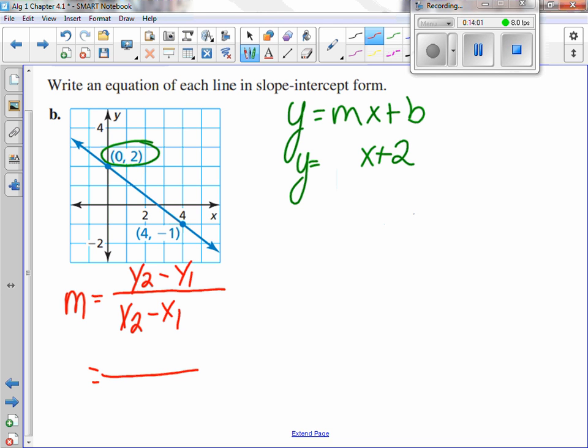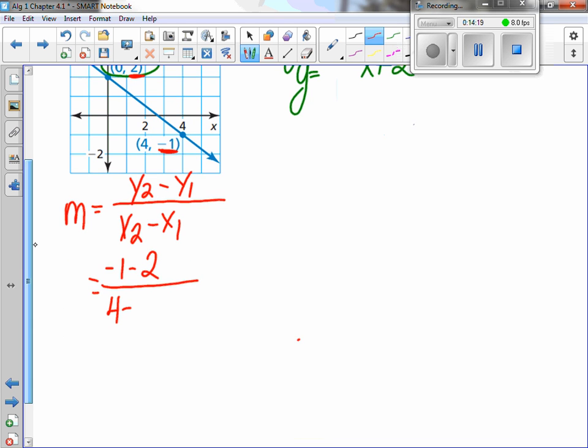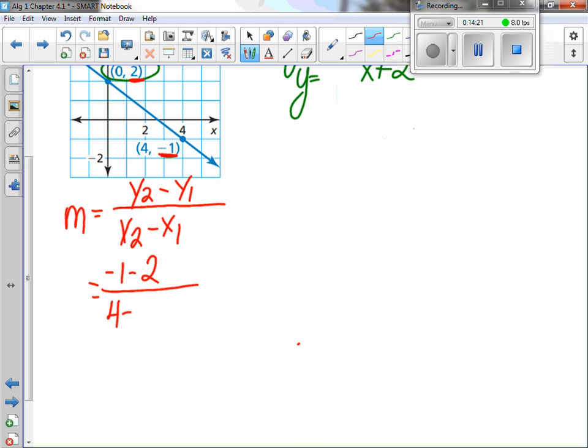So what are the two y values that he gave us? The two y values that he gave us are negative 1 and 2. So we can do negative 1 minus 2. And since I use negative 1 first, 4 has to go first on bottom. So we'd have 4 minus 0. Any questions on this here so far?